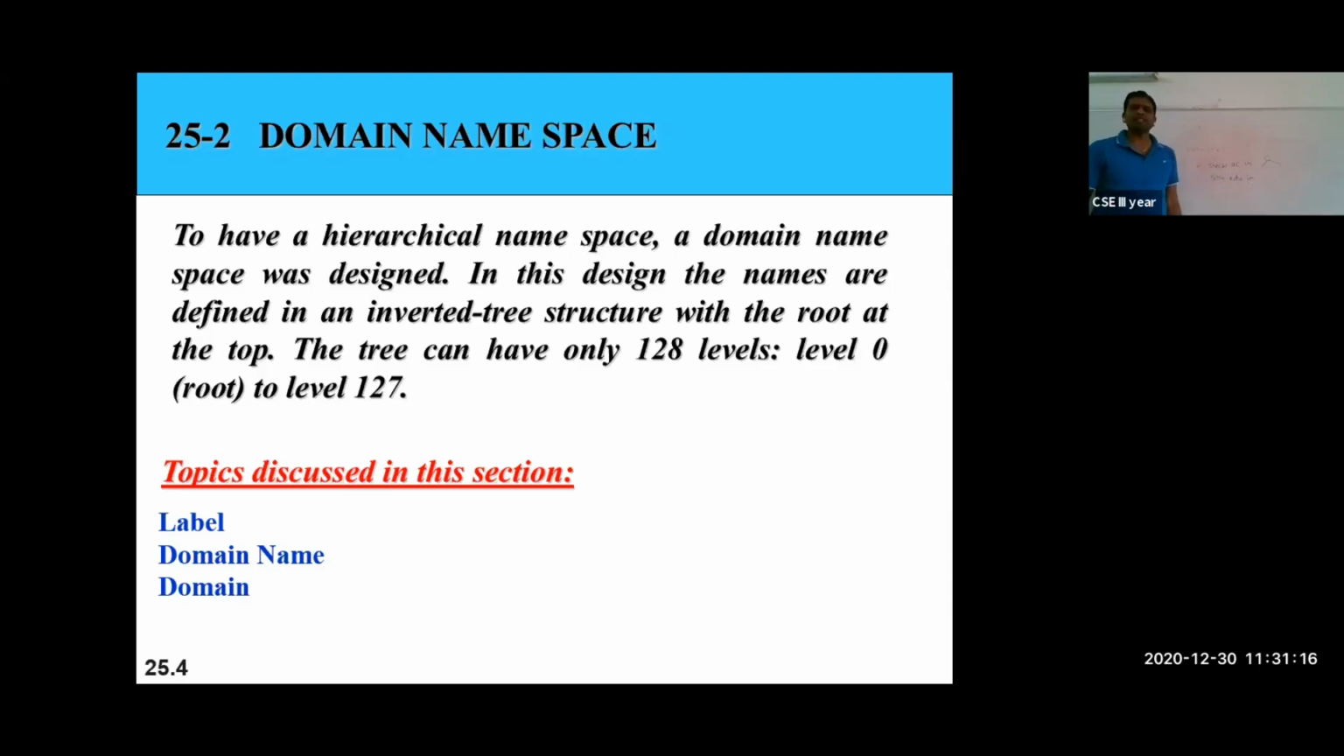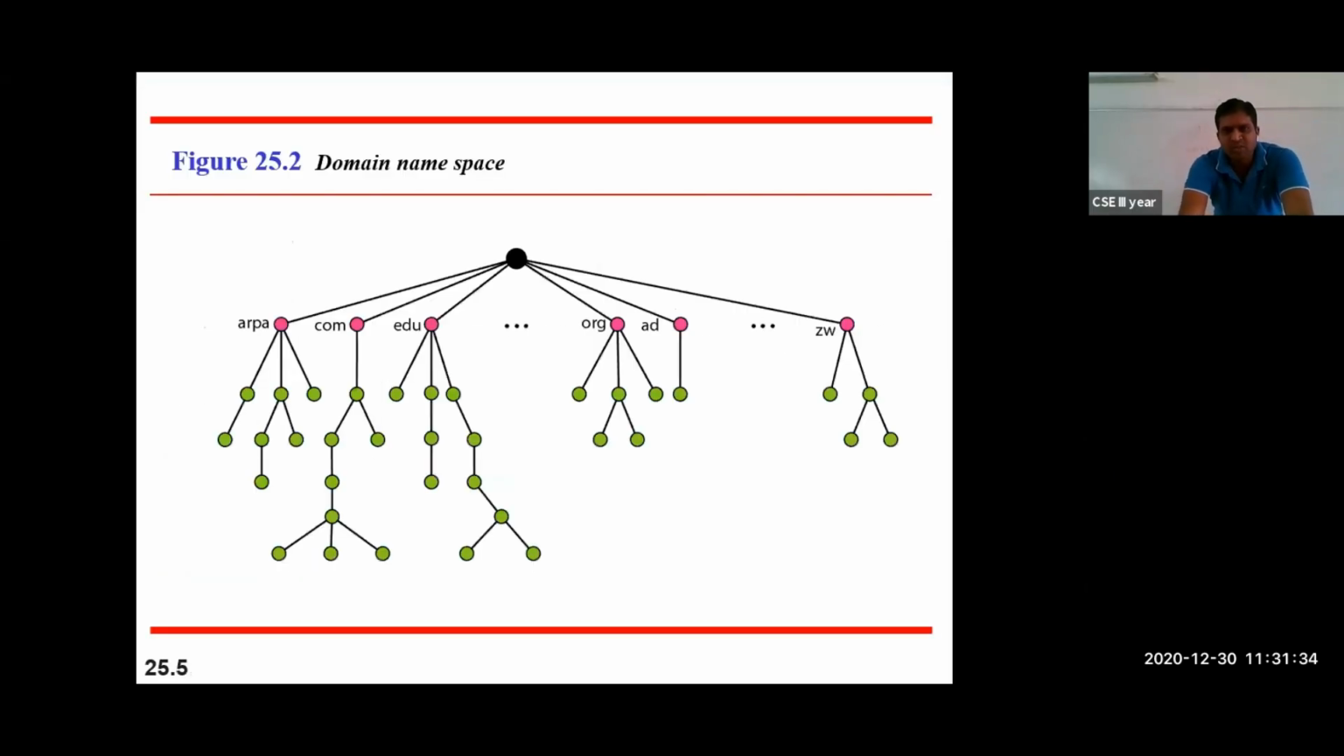So how many levels can we have in this inverted tree structure? 128 levels. We generally don't go beyond 4 or 5. That is the maximum we go, isn't it? But we are allowed to have up to 128 levels, 0 to 127. We can have this dot until 128. So this is how your inverted domain tree structure looks like. The top is the root domain for the entire world.